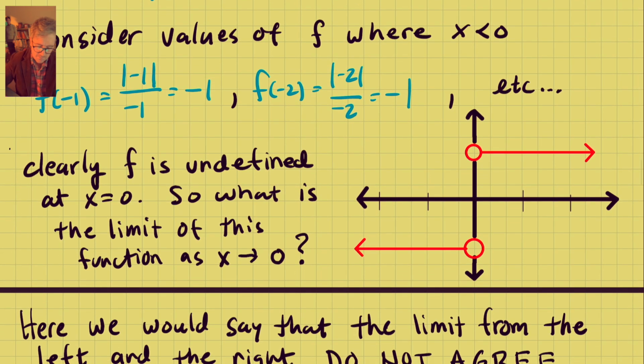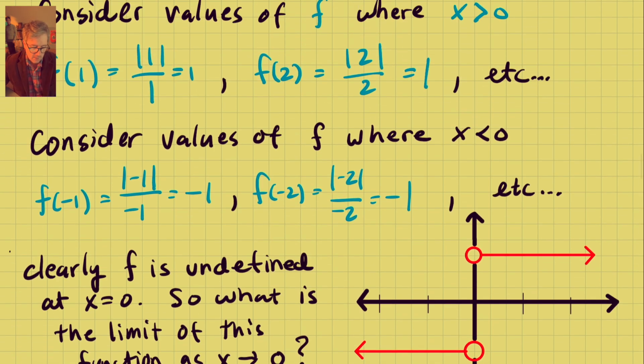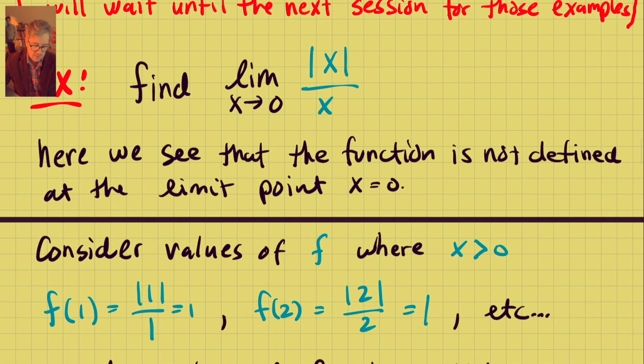So what you end up with is a function that kind of looks like this. For all of the values of x where we're greater than 0, the function has the value of 1. For all of the values of x that are less than 0, the function has the value of negative 1, right? And then the function is undefined at 0, so you can see I've drawn some holes here, okay? And so what is the limit of this function as x approaches 0?